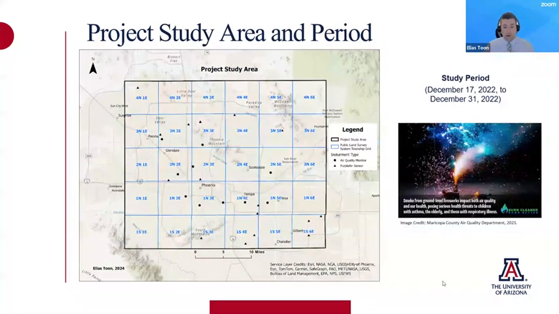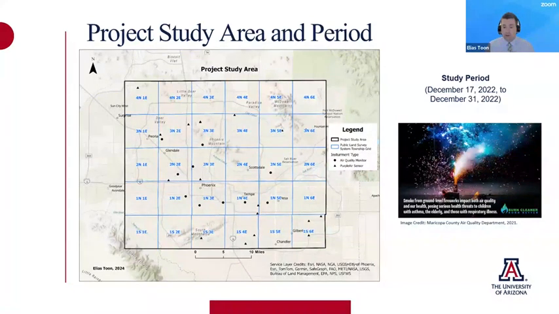For the project study area, it was determined using the Bureau of Land Management's public land survey system. You can see in this map here on the left-hand side, the small circular dots represent air quality monitors. A grid was developed that was one township outside of the townships where air quality monitors were located to cast a wide net around those monitors.